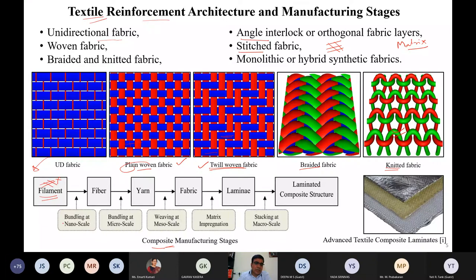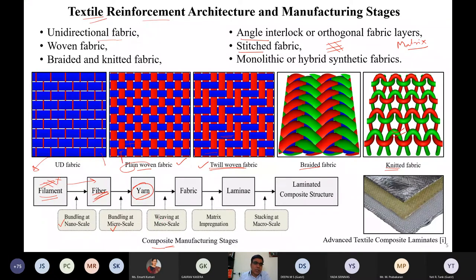Now you bundle those filaments and convert them into a fiber, right? So a fiber is a combination of so many filaments. They are bundled together, and that will give me a kind of transition from nanoscale to microscale, similar to your hair. So those very, very thin nanoscale filaments are bundled together to form the fiber. Now these fibers are further bundled to form a yarn. Now the yarn is ready. This is one yarn. The blue color or red color, both are yarns.